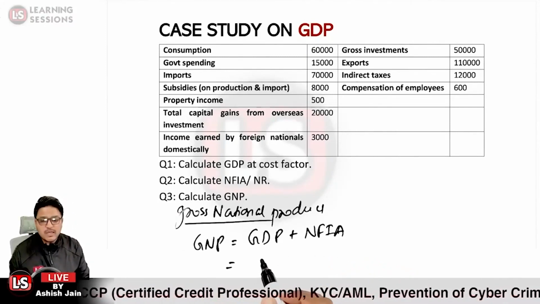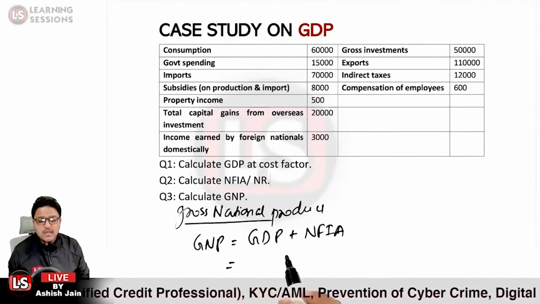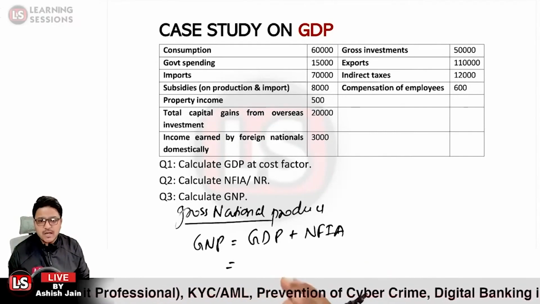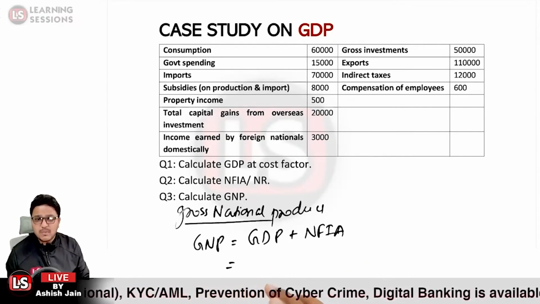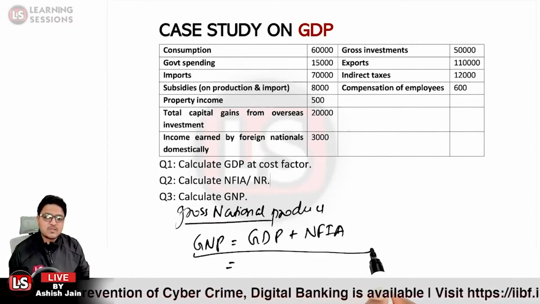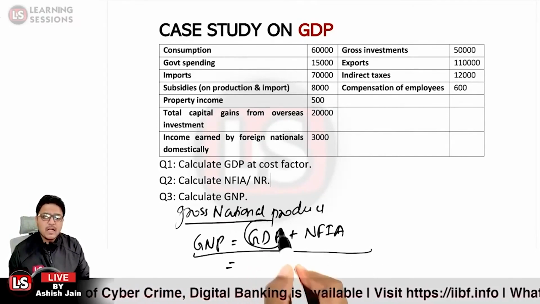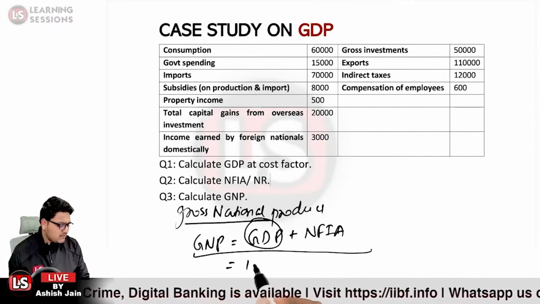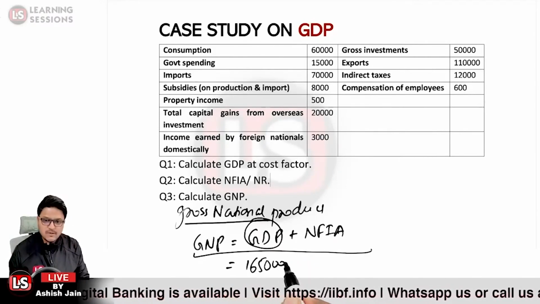And if you remember, we calculated GDP, and whenever it is not mentioned, when the question is silent about the factor cost or the market prices, we'll be calculating at the market prices itself. So what was the GDP that we calculated earlier? It was 1,65,000.